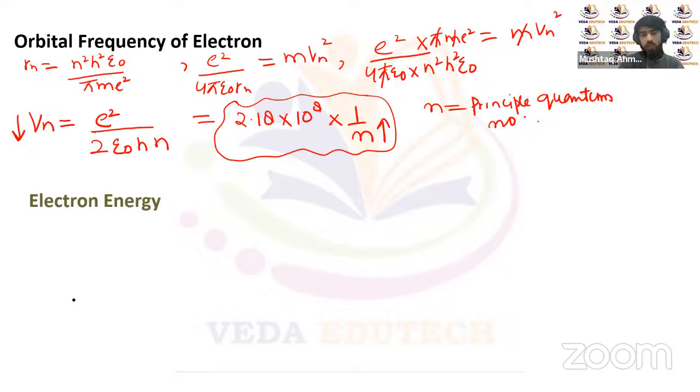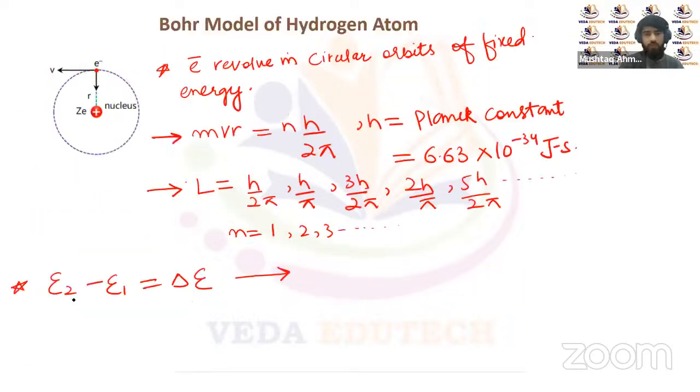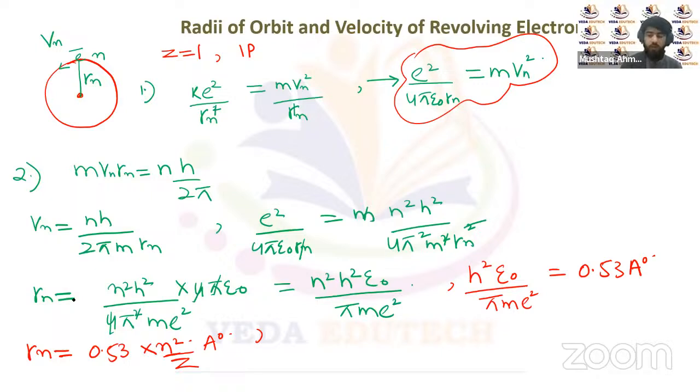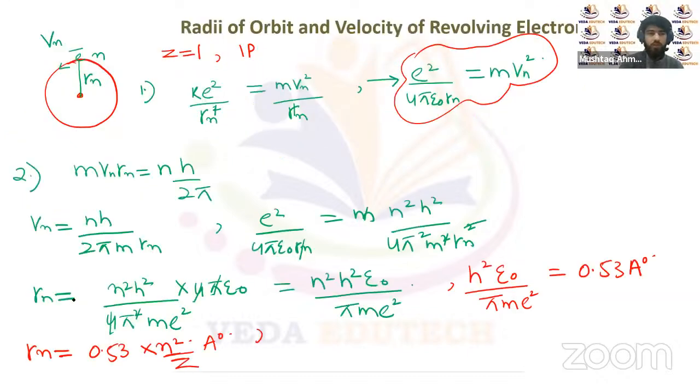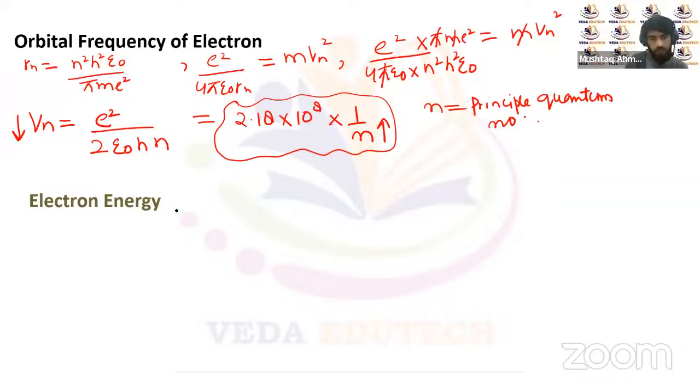Now, talking about the energy of the electron, the electron has two types of mechanical energy. One is the kinetic energy, and another is the potential energy. These are the two energies possessed by this electron in the hydrogen atom. The sum of both these energies corresponds to the total energy of this electron. So we can write E total equal to kinetic energy of electron plus potential energy of this electron.